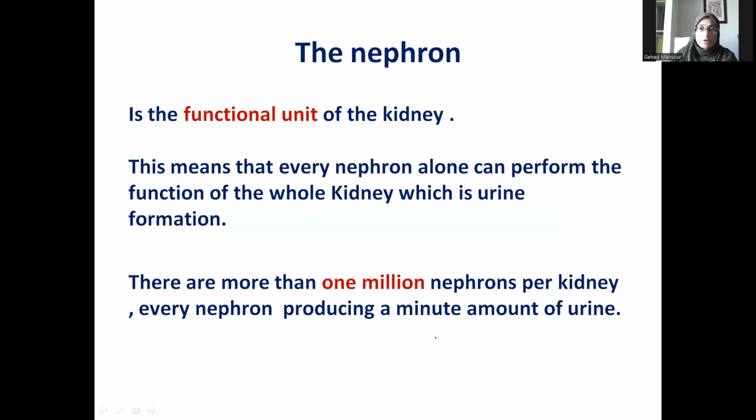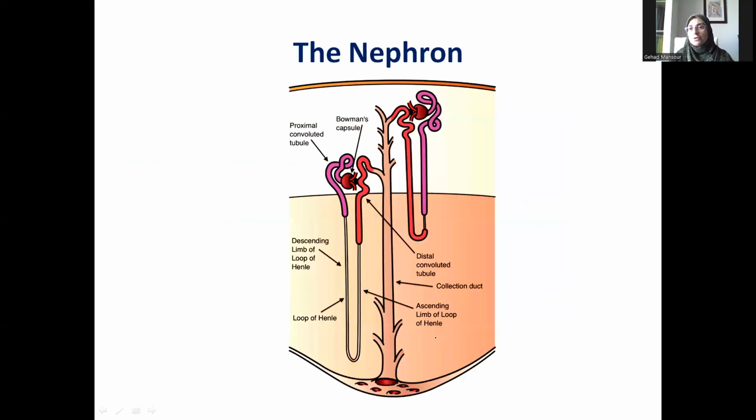What is the nephron? The nephron is the functional unit of the kidney. And if you say that it is the functional unit of the kidney, then you have to explain what this means. The functional unit of the kidney means that every nephron alone can carry out the function of the whole kidney.